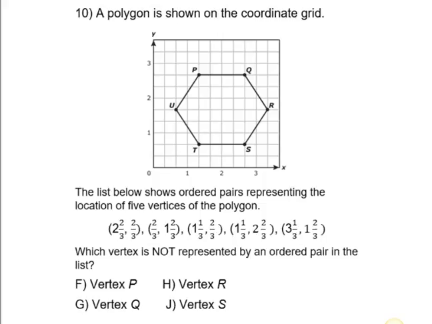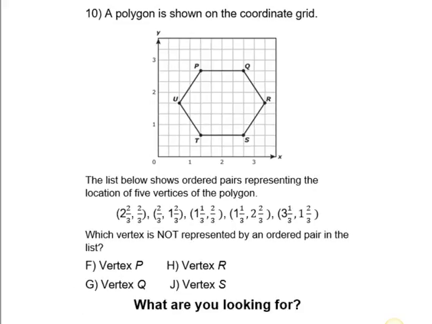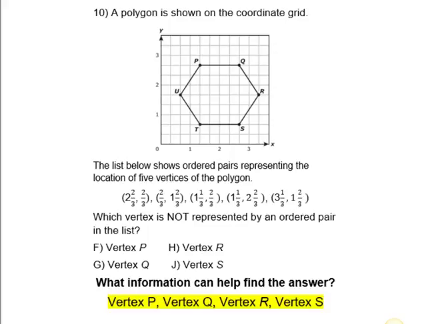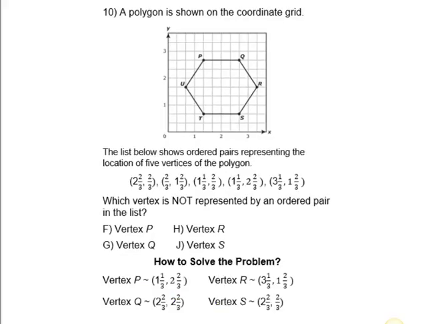What are we looking for? We are looking for the vertex that is not represented by an ordered pair in the list. What information can help find the answer? Well, finding the ordered pairs for vertex P, vertex Q, vertex R, and also vertex S. How do we need to solve the problem? What we need to do is find, like I said before, the ordered pairs for each vertex.